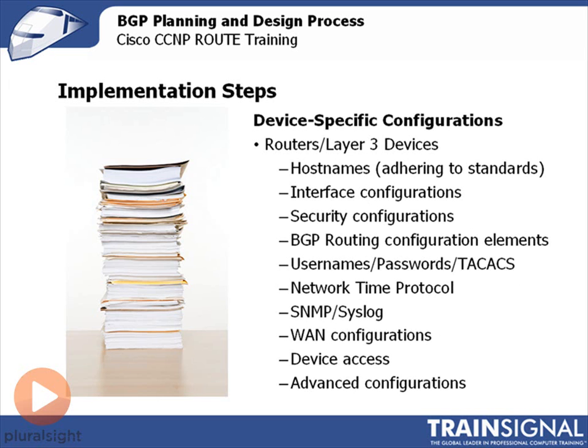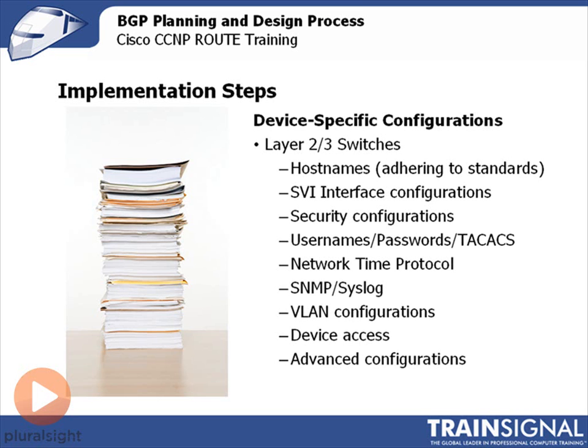You want to have device-specific configurations for your layer 3 devices or your routers: host names, interface configurations, security configurations. I've always found it helpful to start with Notepad and write out in descending order, starting with the very general things that you need: host names, access, interface IP addresses, and then things that are more complex like routing protocols, and then things that are advanced such as security and remote access and those sorts of things. Make sure those are all taken care of within your routers and layer 3 devices.